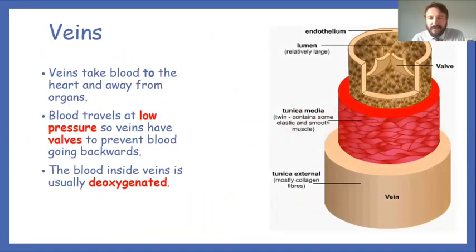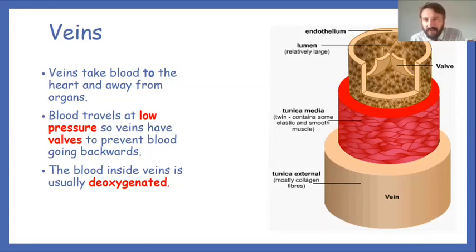Okay, now the veins look very similar in terms of the illustrations that we have. We've got mostly collagen fibers. They contain some elastic and smooth muscles, very similar to the arteries there. The big difference that we see with the veins here: the veins take the blood to the heart and away from the organs. Okay, and the blood is traveling at very low pressure, so the veins have valves to prevent the blood going backwards.